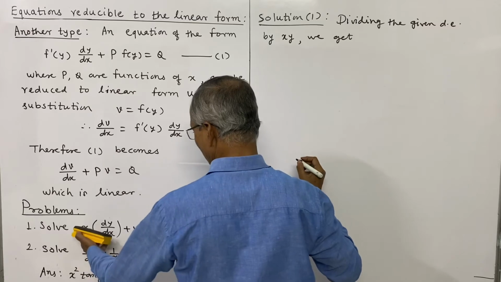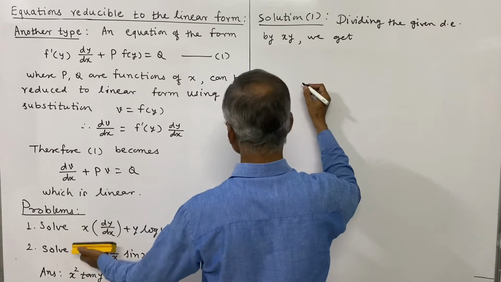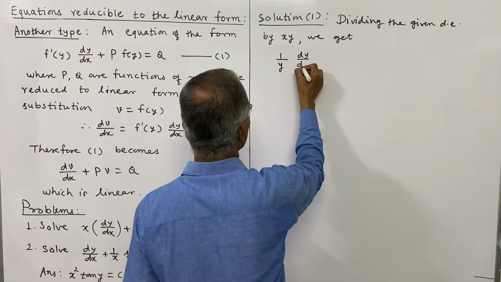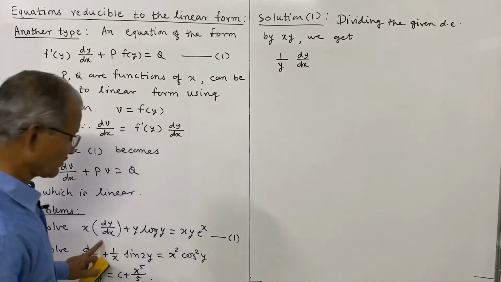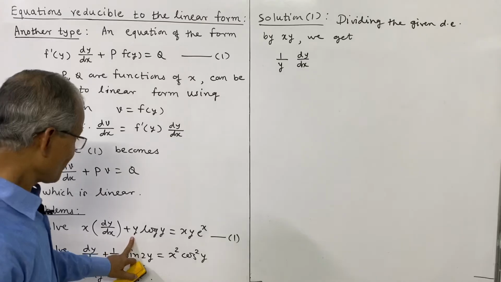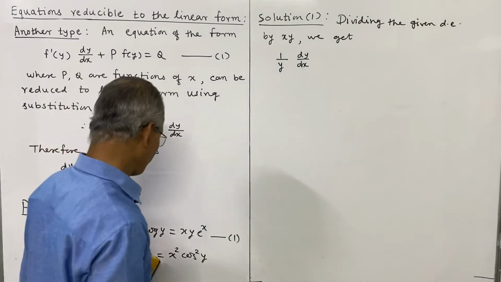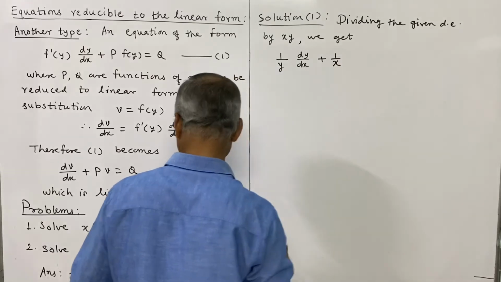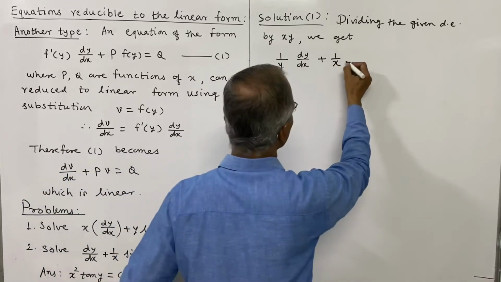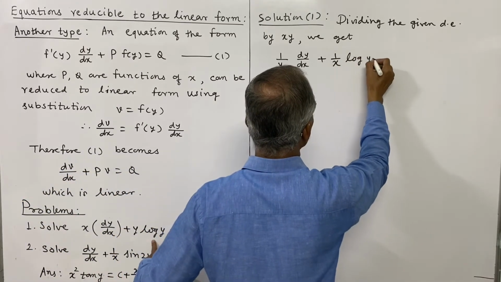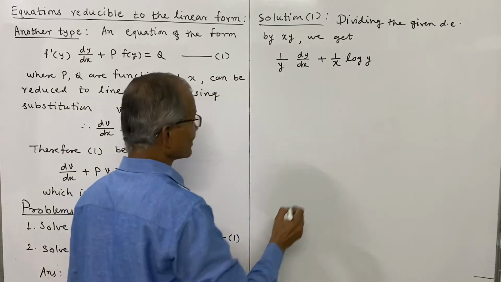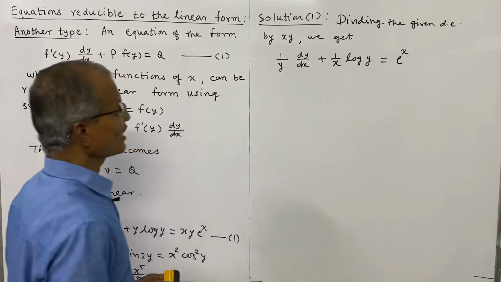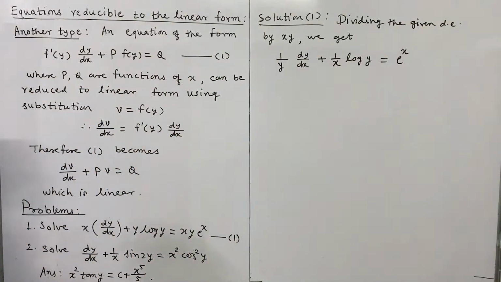See, if we divide it by xy, x divided by xy is 1 upon y into dy by dx. That is the first term, and plus y divided by xy will be 1 upon x into log y, and on the right side we are dividing by xy, what remains is e power x. Now we can see this.